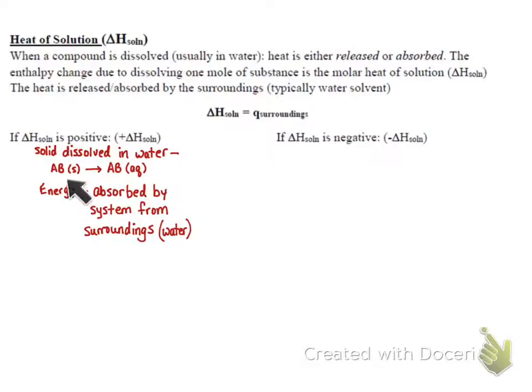So if we write this as a reaction, we've got a solid, AB, and then we put it into water, and it dissolves, and we write that as AB aqueous. And if energy is absorbed by the system from the surroundings, which are water, then it's going to be a positive delta H.